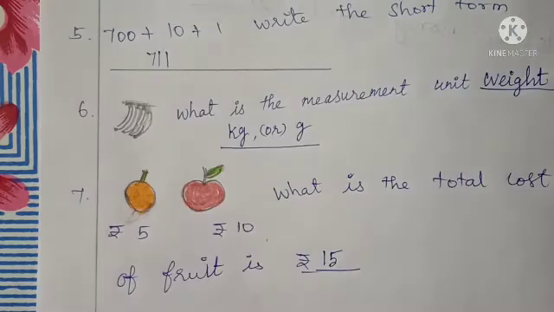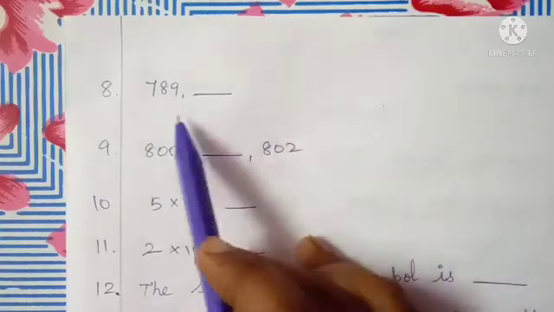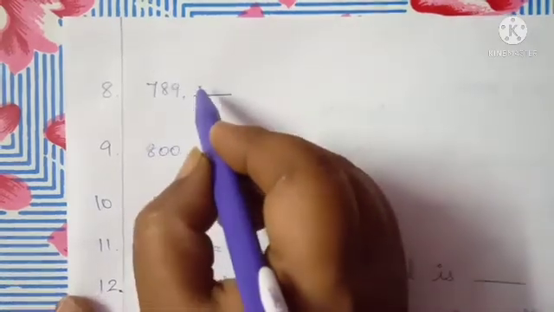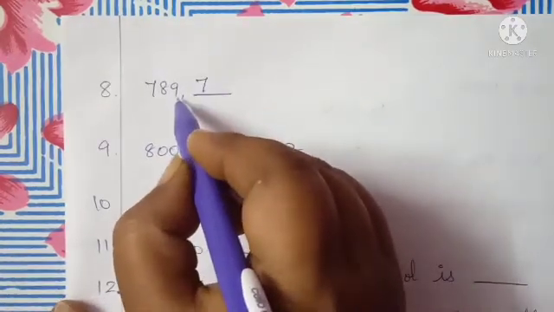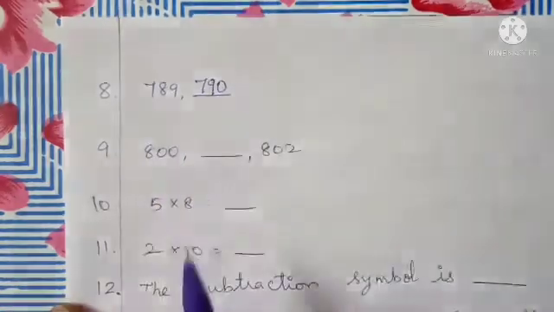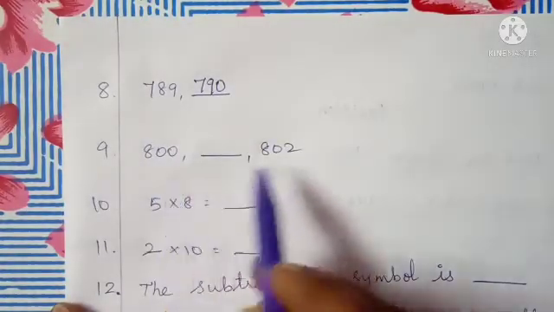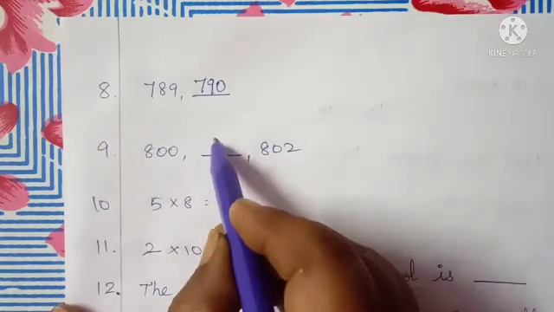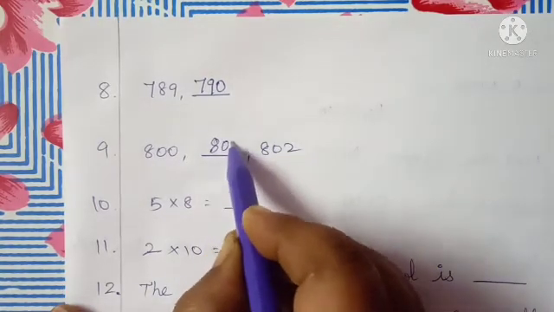The next one. 789. Write the next number. 789, after that 790. The next one, 800, 802. The number in between is 801.